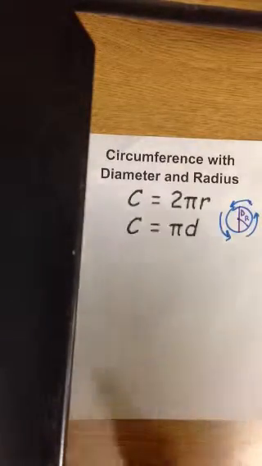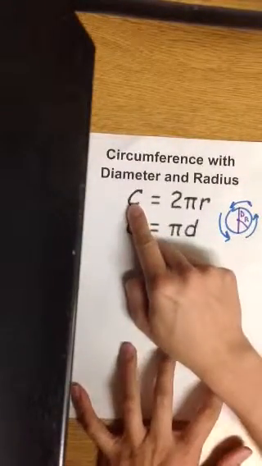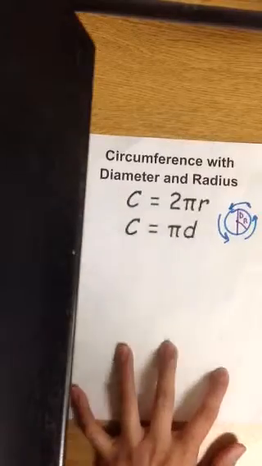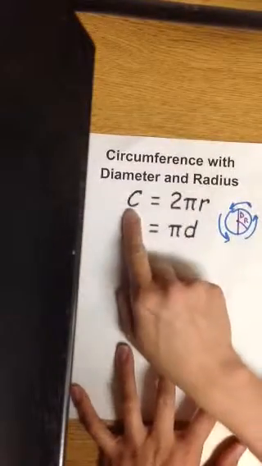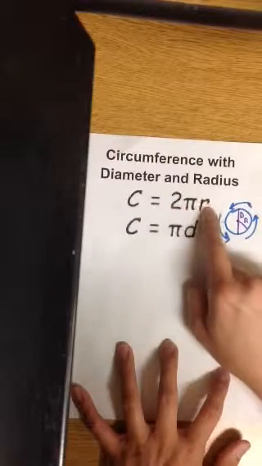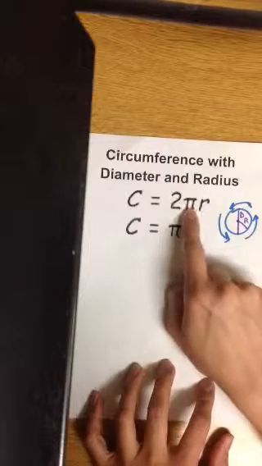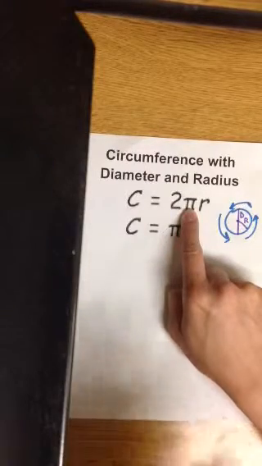So we want to find the circumference. There are two formulas to use. C stands for circumference. We like to abbreviate. C is for circumference. It's the same as 2 times the radius. Remember, 2 radius makes what? A diameter. Times pi.